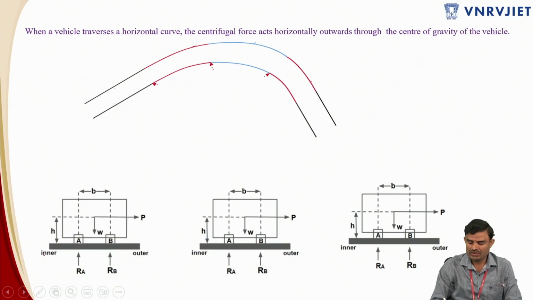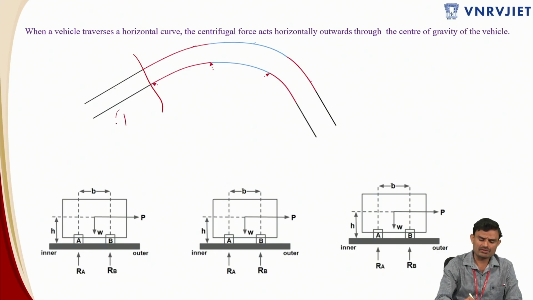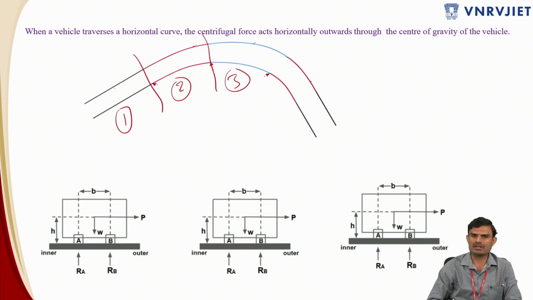If you look into these 3 figures over here, that is again regarding different zones. This is zone 1, this is zone 2 and this is zone 3. Zone 1 is the straight portion, zone 2 is the transition portion, and zone 3 is a circular portion. So what is going to happen on the vehicle? When a vehicle traverses a horizontal curve, there is some amount of centrifugal force acting horizontally outwards through the point of center of gravity. So that is what has been mentioned.